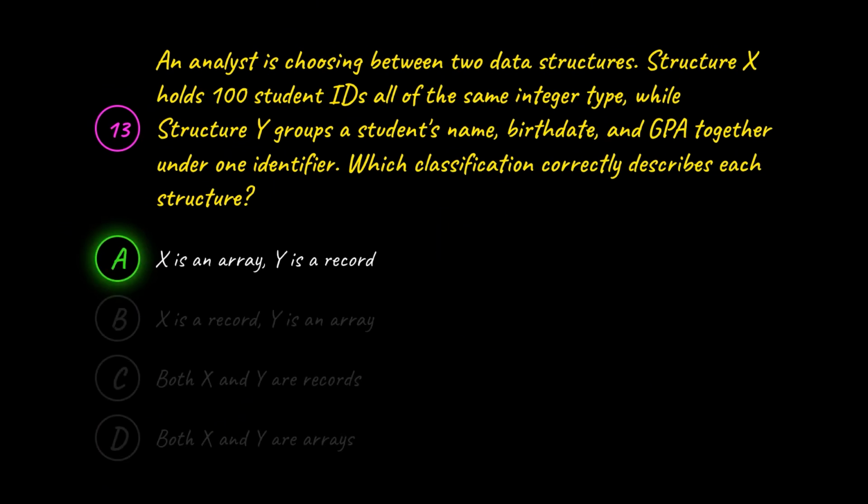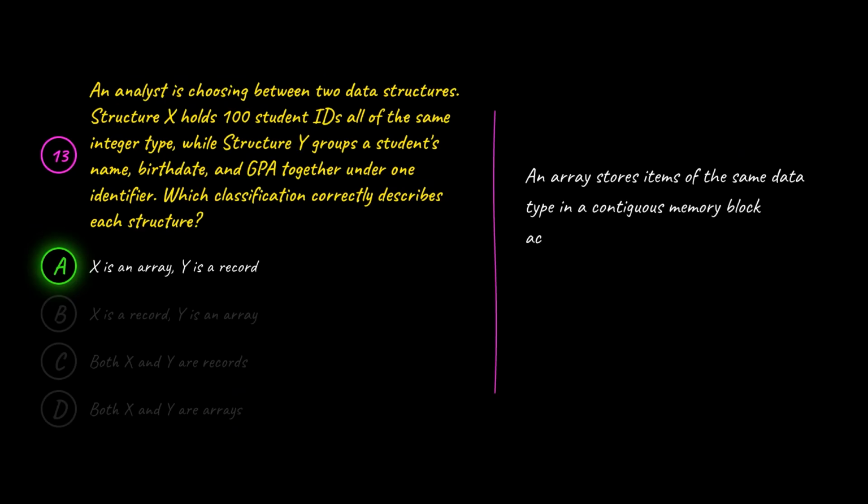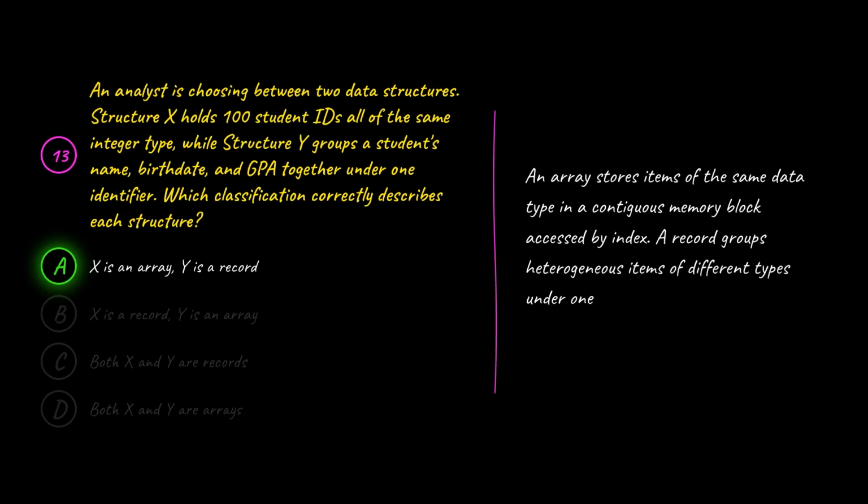The correct answer is A. X is an array, Y is a record. A is correct because an array stores items of the same data type in a contiguous memory block accessed by index. A record groups heterogeneous items of different types under one name, matching the scenario exactly.